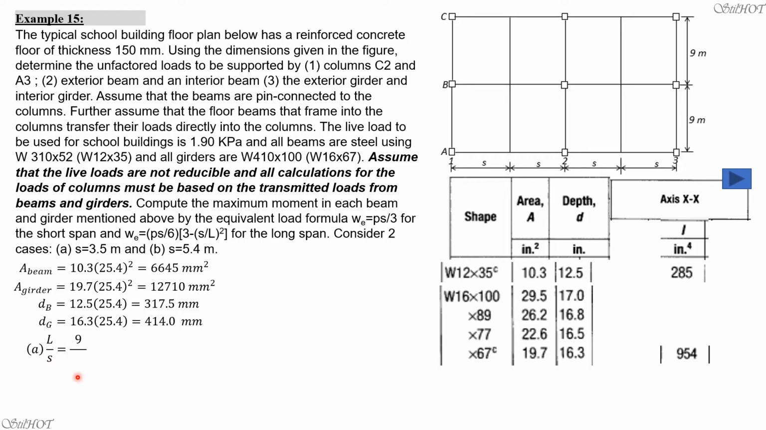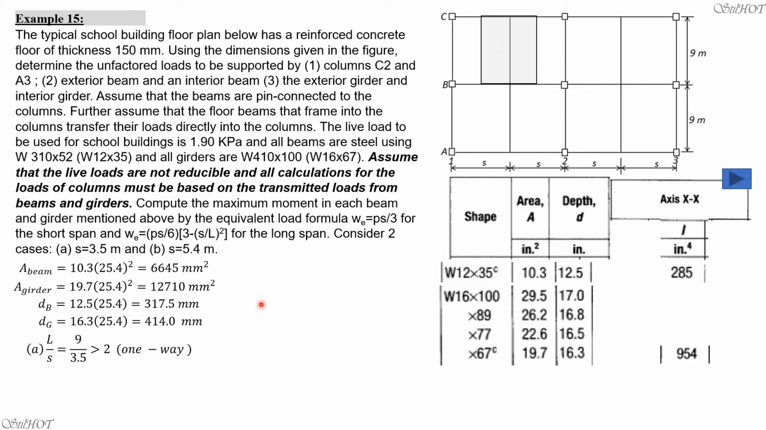Then for part A, L over S is 9 over 3.5. That's greater than 2. So we have a one-way distribution, meaning to say the tributary area would be rectangular. So this is the tributary area for the interior beam. This is also an interior beam. We have the same tributary area for each interior beam. But for the exterior beam, the tributary area will be half of that for interior beams.